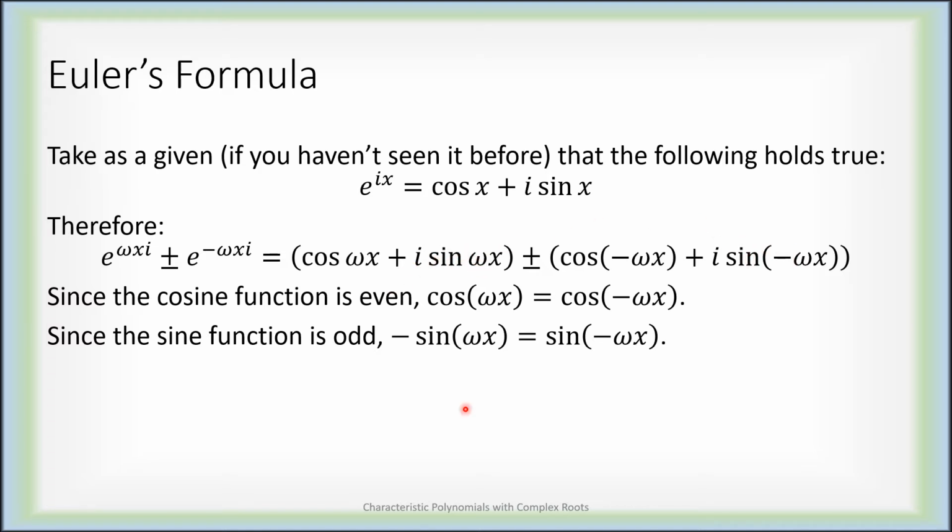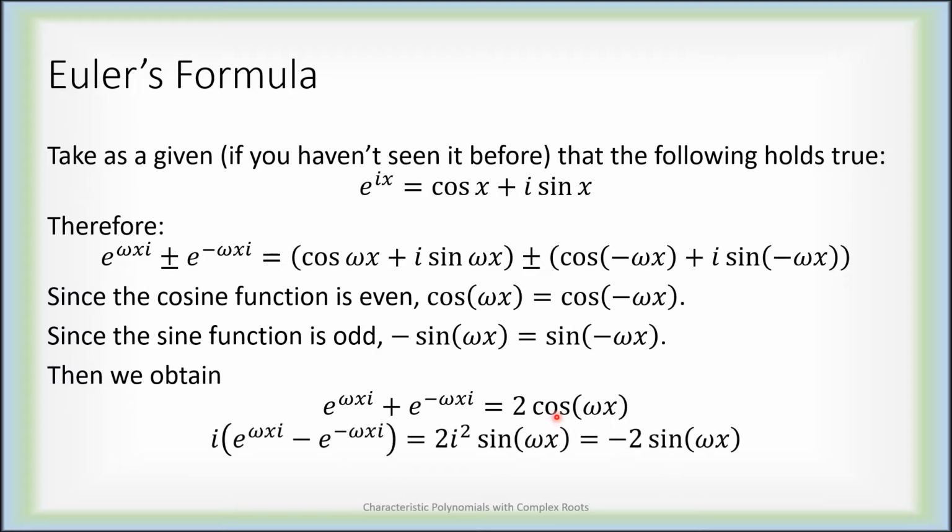Now what this means is, if I add the two together, if I put a plus here, this cosine adds to this one and I get two of them, but this one cancels out this sine because I can factor this minus sign out. So the sine terms cancel out and we just get 2 cosine omega x.